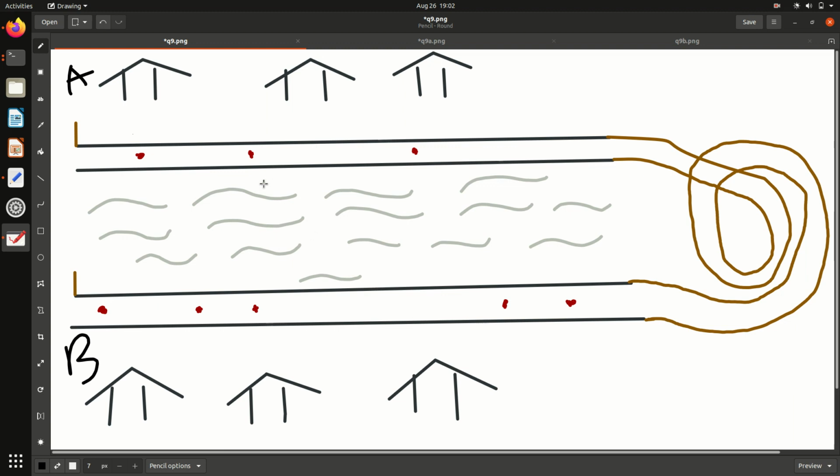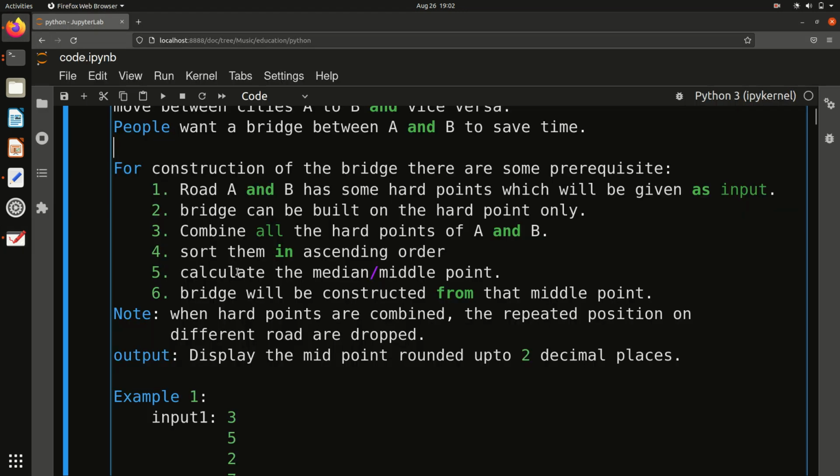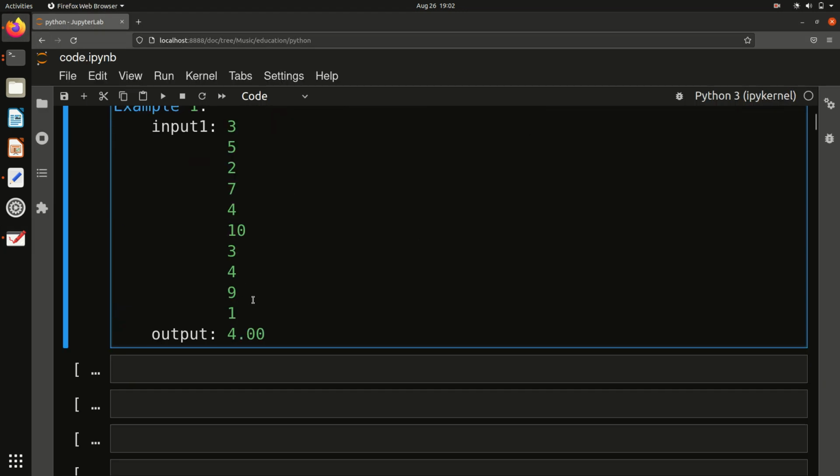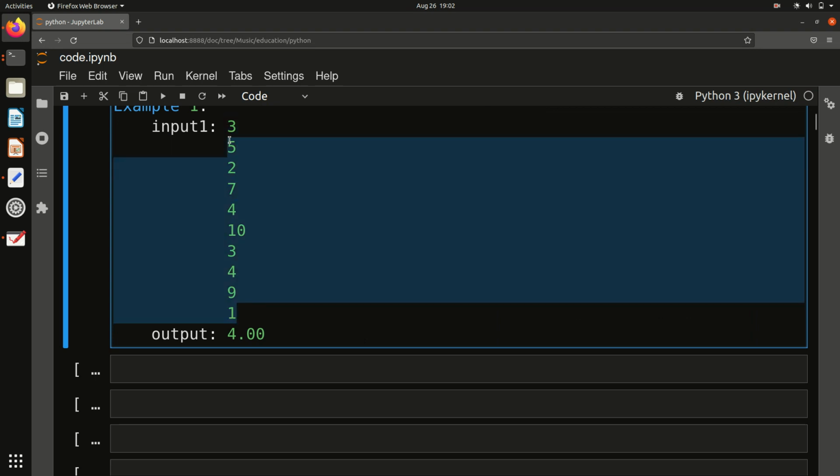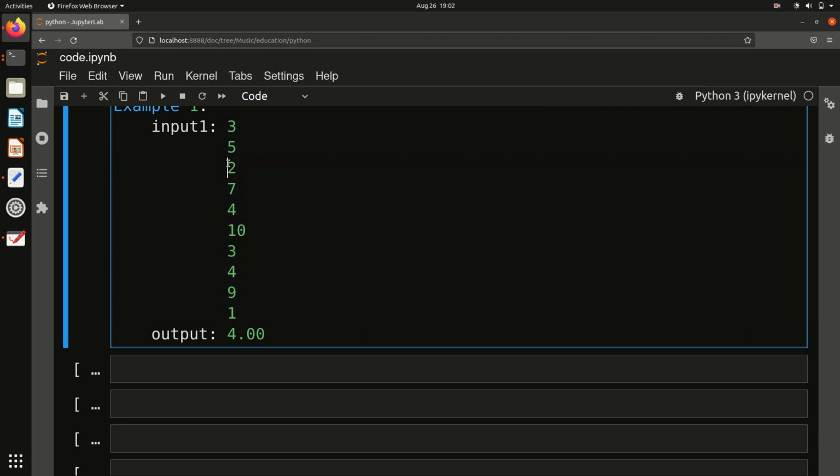What we have to do is combine all these hard points, sort them, and find the median. See, basically they are asking that I will give you some numbers, and you find the median. So this question reduces to just finding the median of the numbers. Let us say I give you the numbers 3, 5, 7, 10, 12. You have to find the median. That is all the question is.